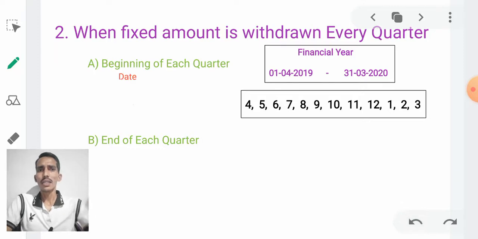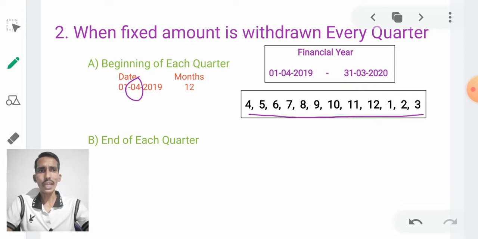Just here, date and month. Just this formula you should keep, because if in the problem it is given beginning of each month, means these dates only will come: 1/4/2019. If any partner withdraws an amount on 1/4, from the 4th month up to the ending month we have to calculate how many months, it will become 12 months, right?